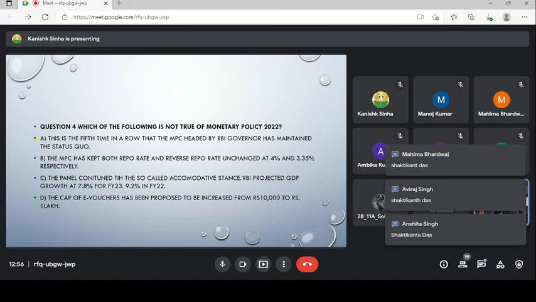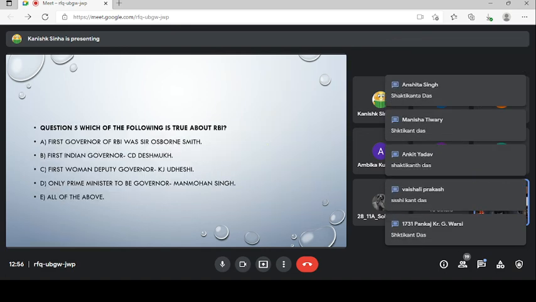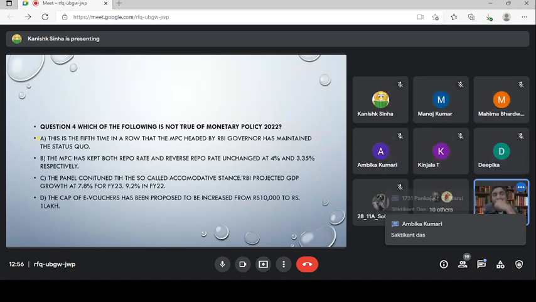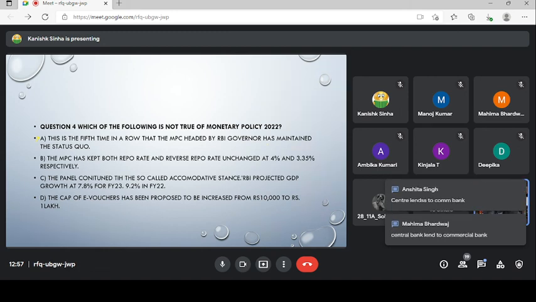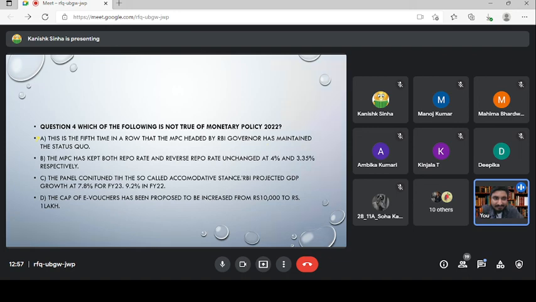I want it in the chat box, everyone, and also just define repo rate after you are done with Shaktikanta Das. What is repo rate? Define it in the chat box. Correct, Ankit, definition. No need to add a new definition. Yeah, the rate at which the central bank lends money, guys. The central bank lends money to commercial banks. That is not your repo rate. The rate at which the central bank lends to commercial banks. That is important.